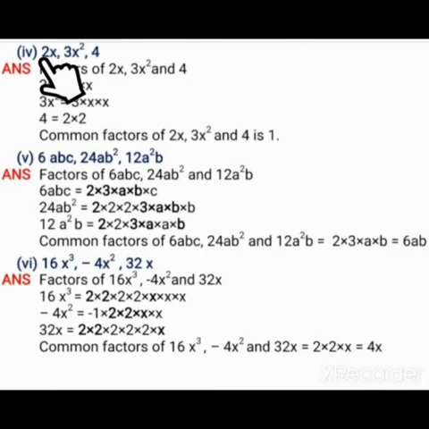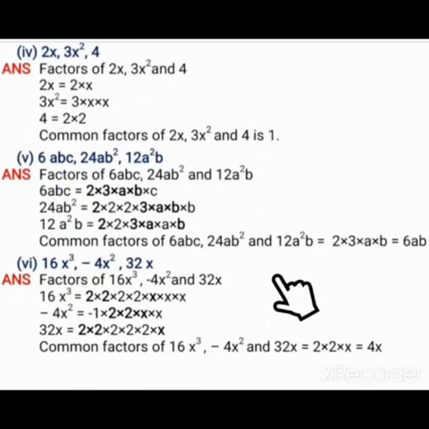Same as the fourth one, 2x, 3x square and 4. Here 3 terms are given. We have to find out the common factor. Here 2x, here 3x square and here 4. 4 is a coefficient, so there is no variable. So here the common factor is only 1.